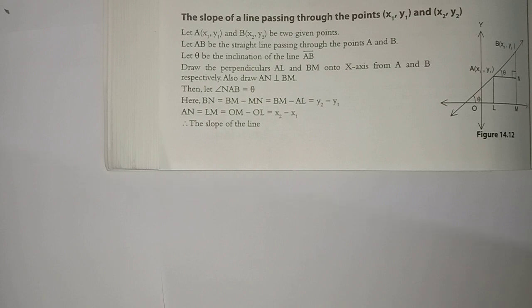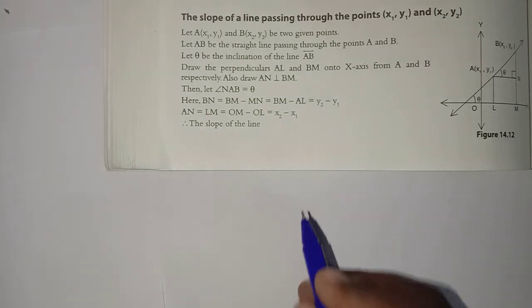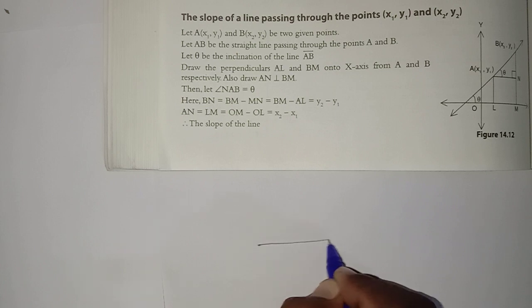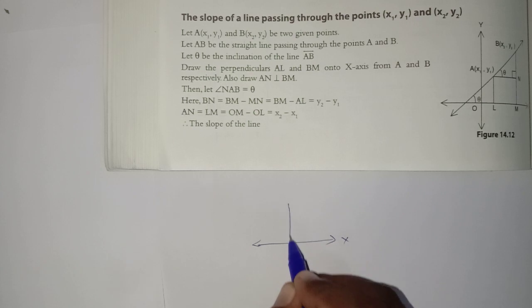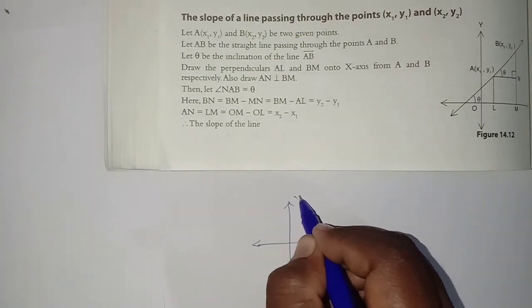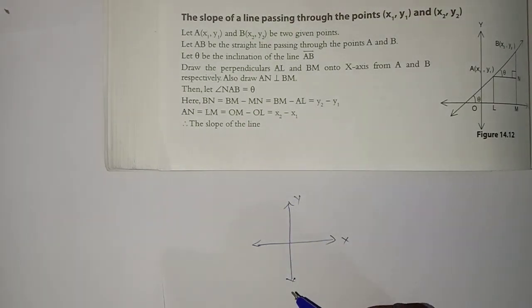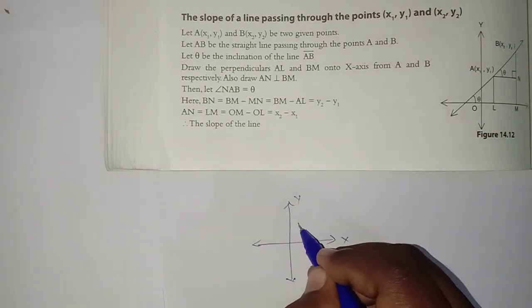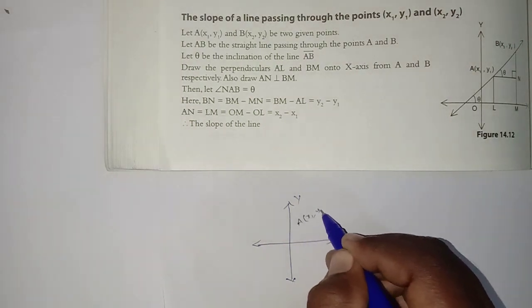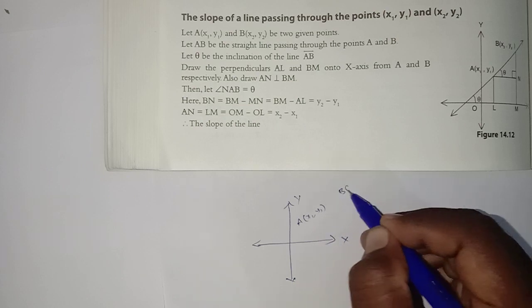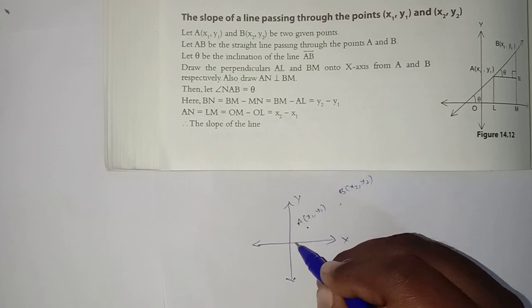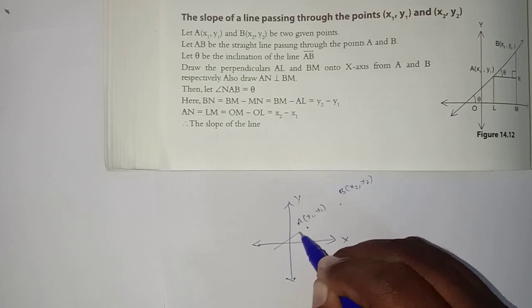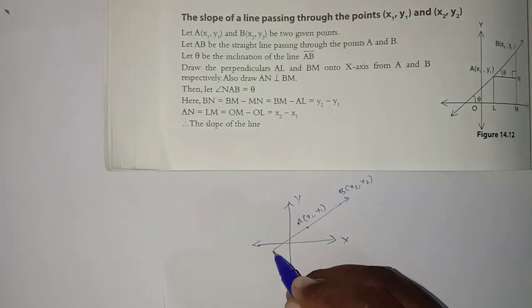We know that a coordinate plane contains the x-axis and y-axis. Children, the x-axis is the horizontal line, and the vertical line is called the y-axis. So here, let us consider a point (x1, y1) and another point (x2, y2). Now these two points we join with a ruler, and we get a line.